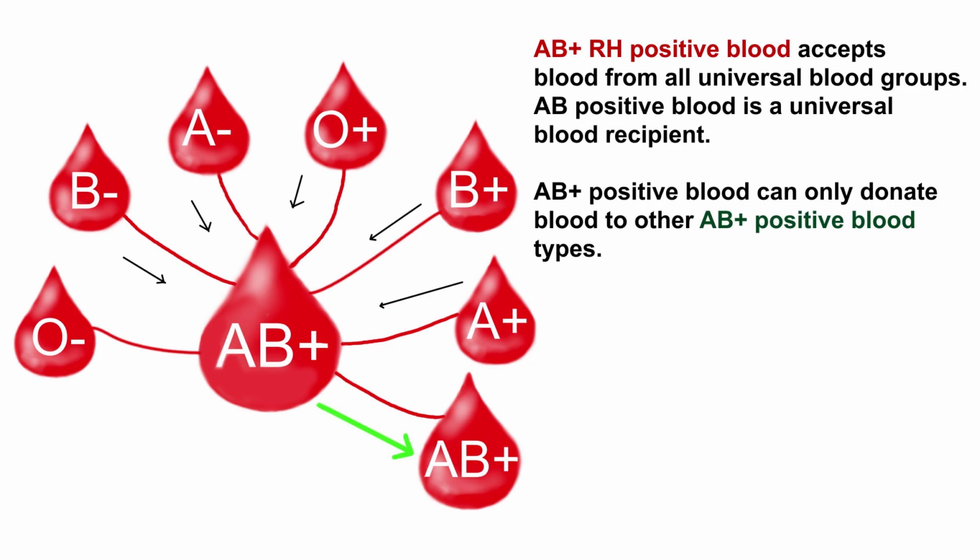AB Rh positive blood accepts blood from all blood groups. AB positive blood is a universal blood recipient. AB positive blood can only donate blood to its own group, AB positive.